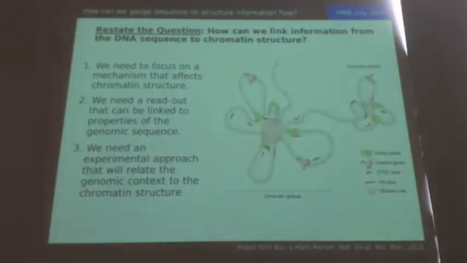And what can we know of the properties of the sequence? We can study the sequence of the gene, the sequence of the promoter. We have pretty nice tools to give us insight on how the sequence at the local level is being organized. And we need an experimental approach that will relate it to chromatin structure and the DNA sequence.